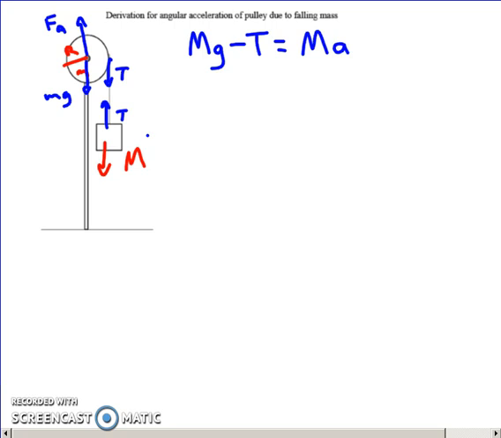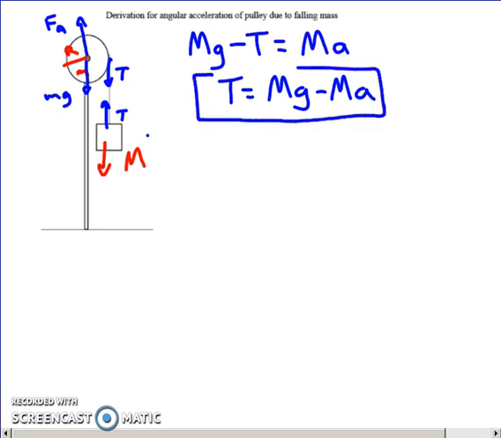Now I know ahead of time that I want to solve for tension because that tension is important for the torque. So if I rearrange this, I see that the tension on the pulley is going to be equal to Mg minus Ma. Okay, so we'll come back to that. I'm going to kind of box that for now because that's a significant little piece that we're going to need later. Now let's look at the torques.